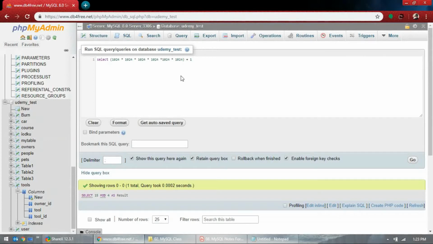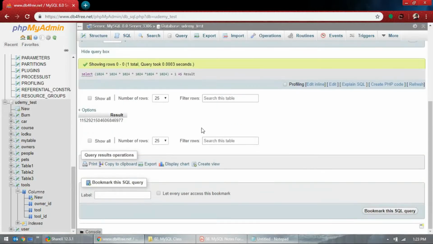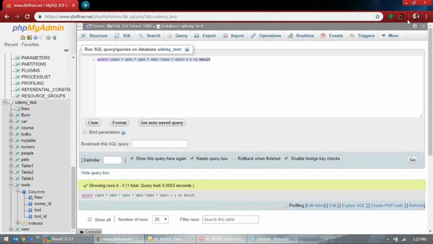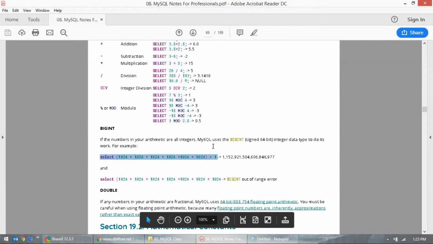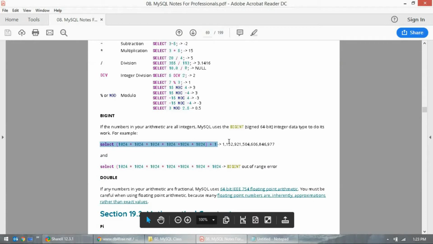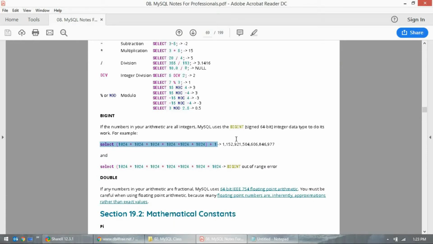Okay, let's find out what's happening. So this result is 1155292. Okay, so that's how we can use it. This is all about using SQL as a calculator. I mean, how simple it gets. It doesn't get more simple than that.